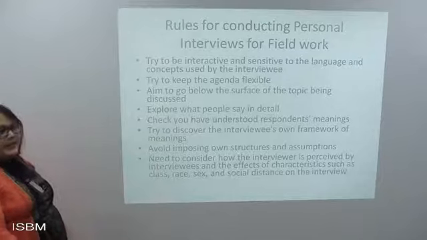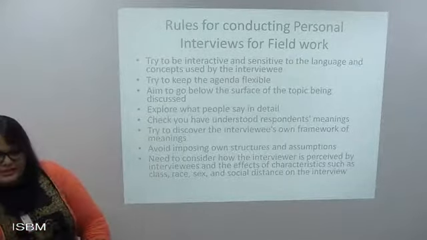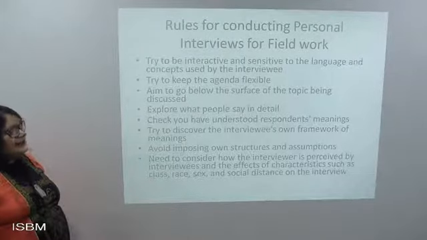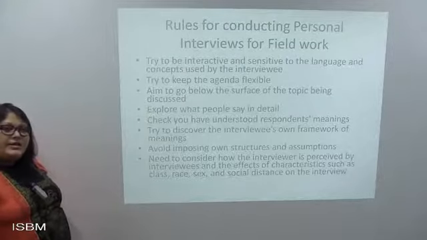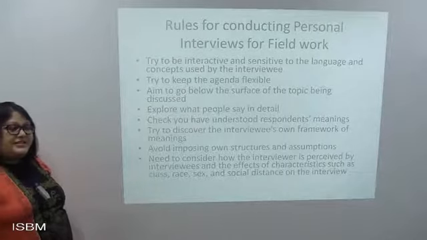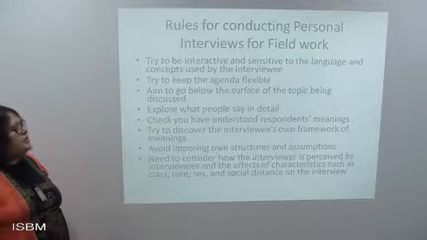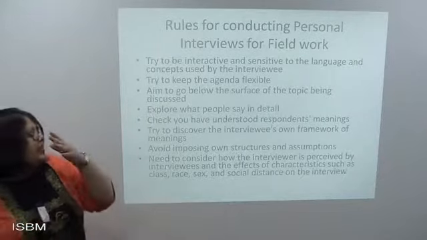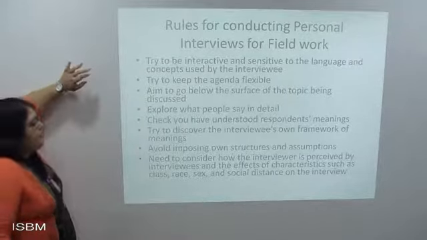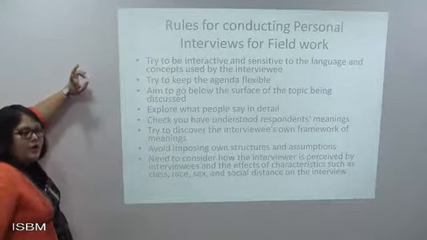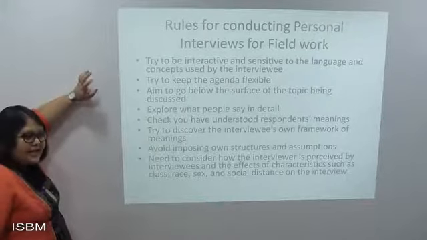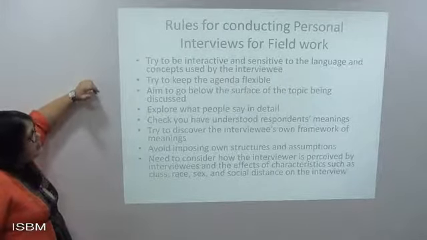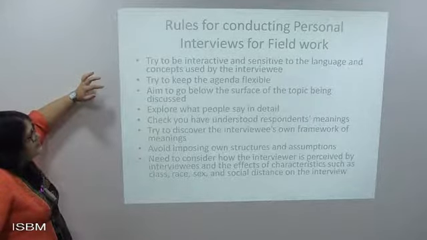Now, when you go on field, there must be a reason why you have gone on field. When we have studied in the earlier lectures about the different modes of conducting research, primarily interviews, there was this method where you would send your questionnaire to people and you would expect them to answer it and mail it back to you. In situations where it is not possible, the personal interviews are very essential. So basically, in ethnographic studies, you go to places and then on site you carry out your fieldwork by modes of personal interviews, that is one-on-one interviews or interviews on certain selected focus groups or pockets in order to get a thorough understanding. So the rules are: try to be interactive and sensitive to the language and concepts used by the interviewee.